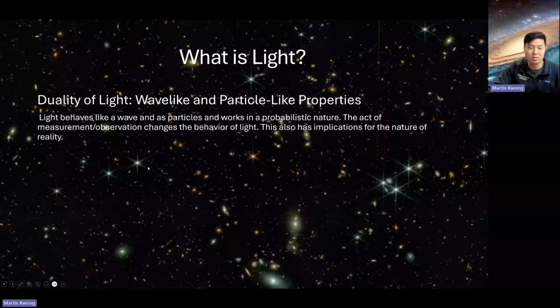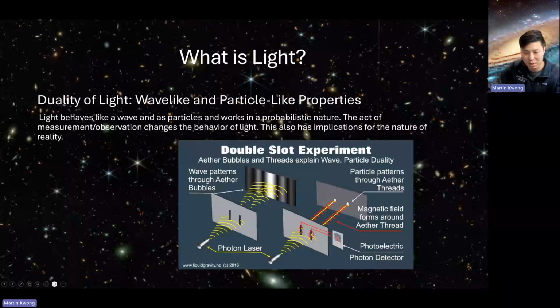The act of measurement slash observation changes the behavior of light. This has a lot of implications for the nature of reality. And here we have an example where when you send photons through two slits and you do not try to measure them, they create the wave interference pattern. However, when we send individual photons through each left or right slit, and we have a which way device, a device that measures which way it went, it actually collapses the wave function into left and right. And if you were to send individual photons through these slits and not measure which way, they would actually collectively create this wave interference pattern.